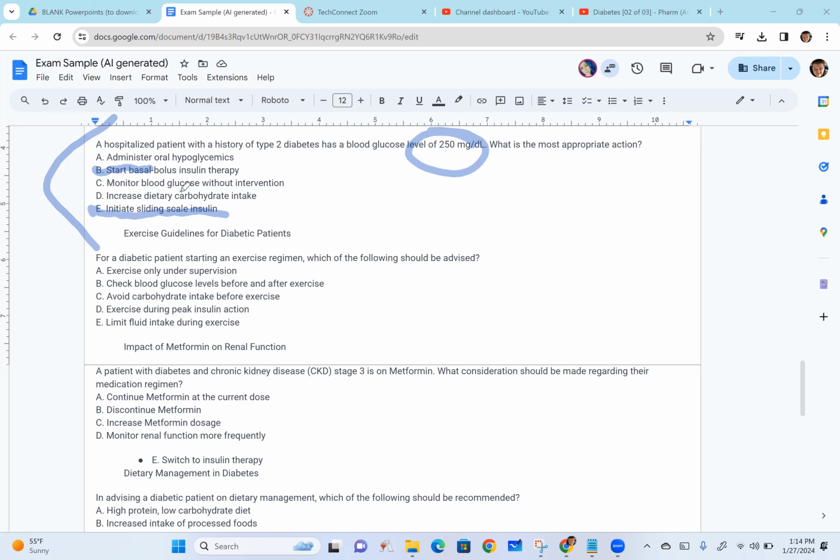If it's just the sugar getting high, what should happen? They should be on insulin. And oral hypoglycemics, if they can eat and they can swallow, yes, you can add those agents. They might add something like metformin. Okay. All right, next one. For a diabetic patient on an exercise regimen, what should be advised?